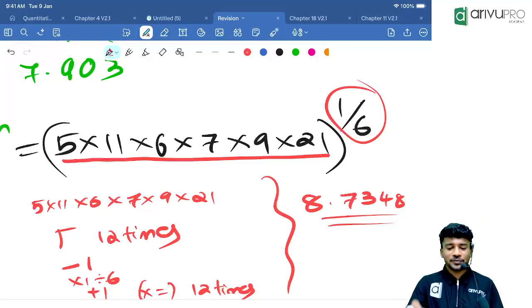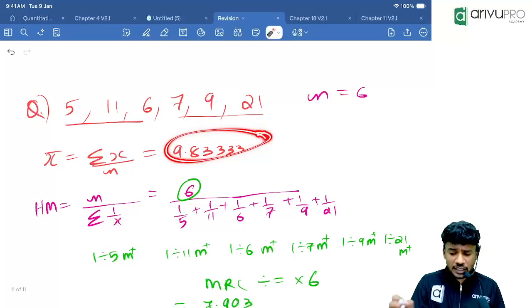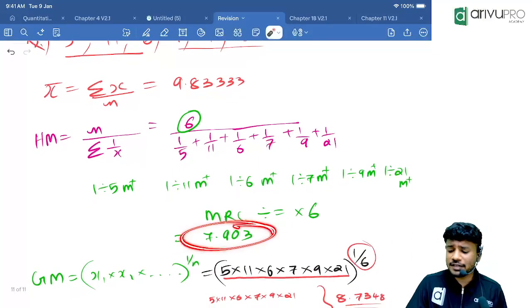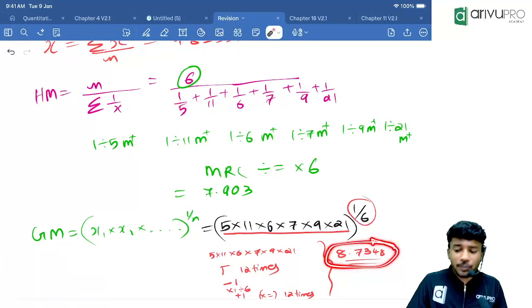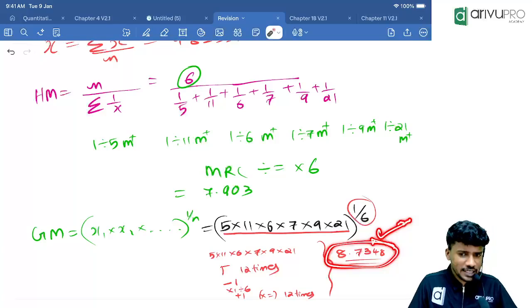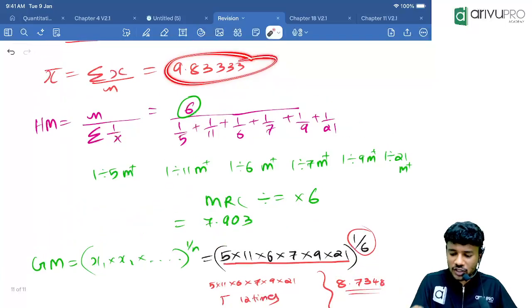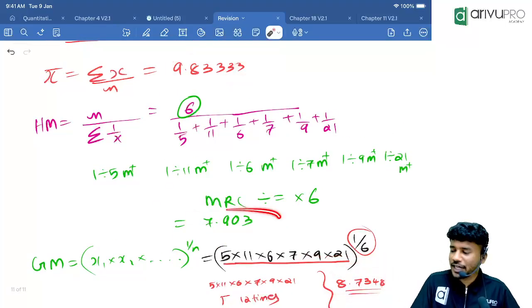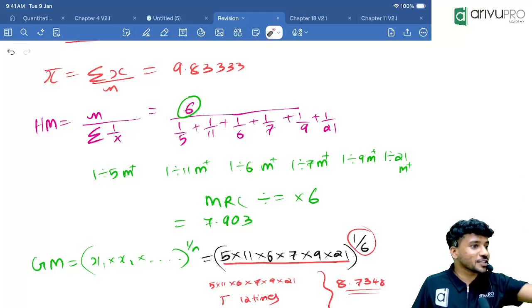Okay. Now, how much was our AM? 9.33833. How much was our HM? 7.903. How much was our GM? 8.7348. From this, when values are unequal and positive, what did we study? What is the property? A is greater than G is greater than H. Is it correct? 9.33 is greater than 8.73 is greater than 7.90. So using a single question, these many things we have studied.